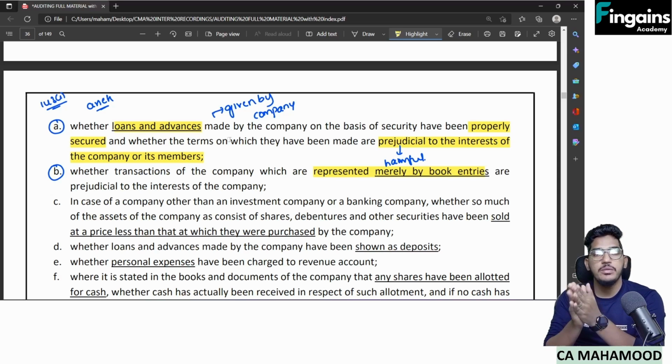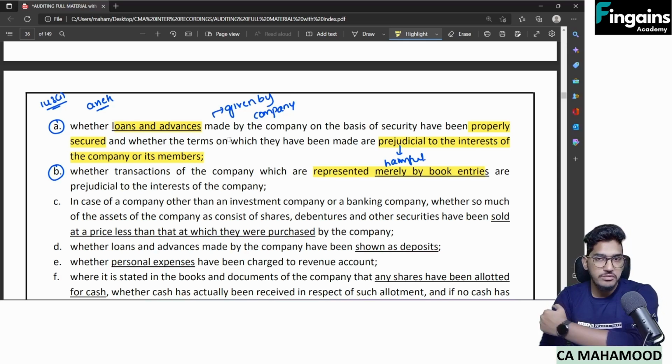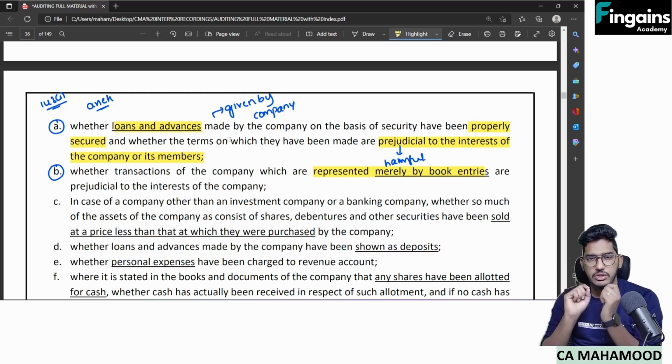There will just be a book entry. Those transactions which will have just a book entry in the books of accounts, just an entry will be there, actual happening of the transaction will not be there. So those kind of transactions, we call them transactions represented merely by book entries. Can you give me some examples of such transactions? Just if you give a thought, you will be able to find out. Come on, give a thought. What kind of transactions will be there which will have only book entries but actual happening of transaction will not be there?